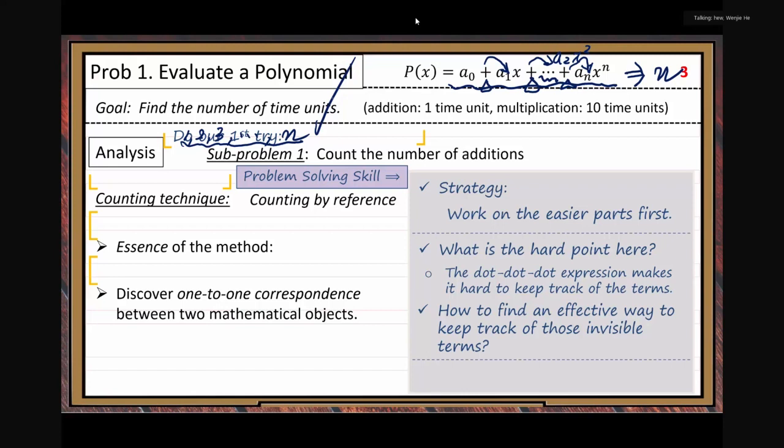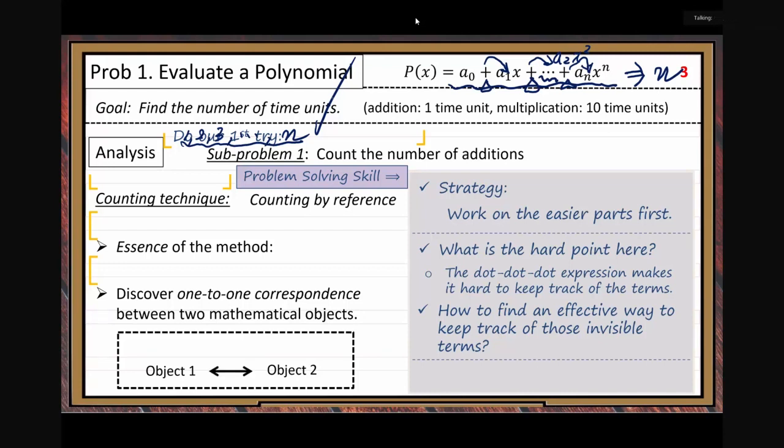After you find an appropriate reference object, then you need to discover a one-to-one correspondence. All right, so here: object 1, object 2. Object 1 is usually hard to count. Why hard to count? It's hard to keep track of all the objects in the set, due to the environment. But object 2 is much easier to count.